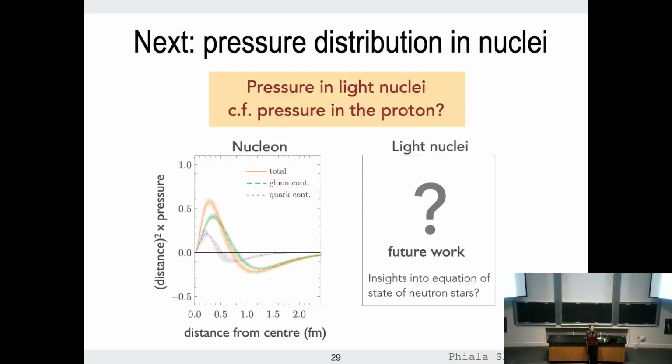Pressure distribution might make you think about things like neutron stars. If you can calculate pressure in the proton, what about, say, a neutron-rich nuclei? Can we get any sort of input into understanding equation of state of neutron stars? We would love to. Studying nuclei using this approach of lattice QCD is very hard, and we are not at all in the same precision era that we are in for studies of the proton.